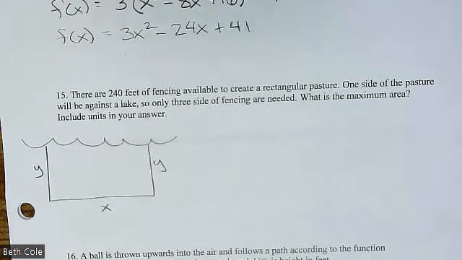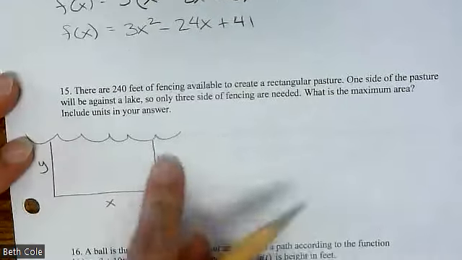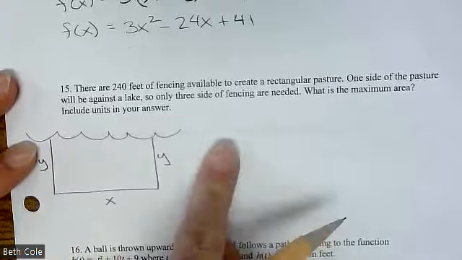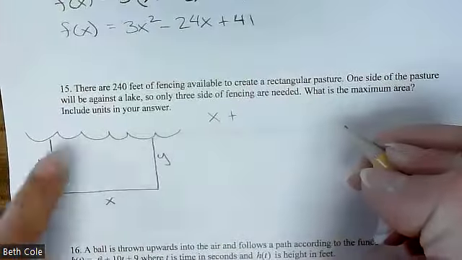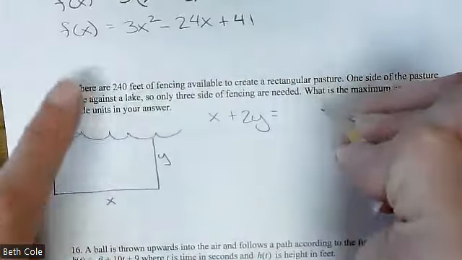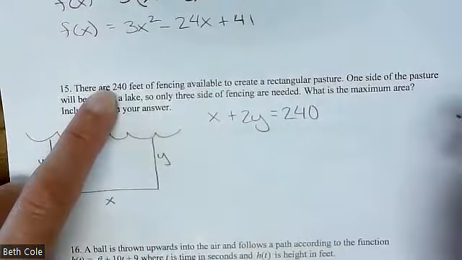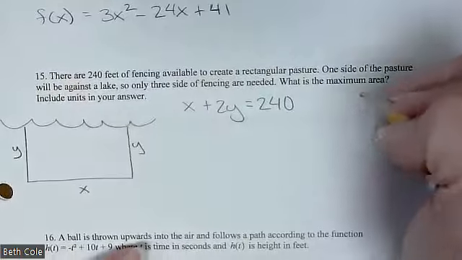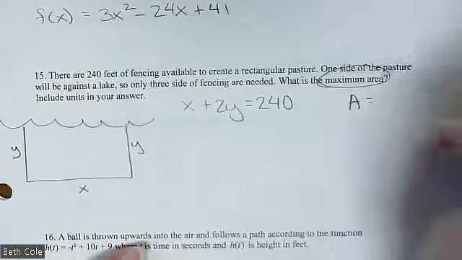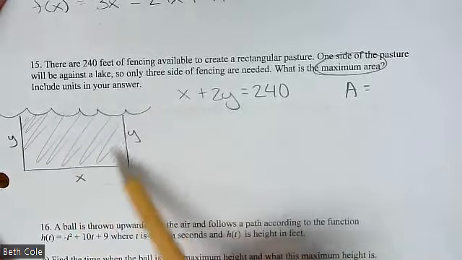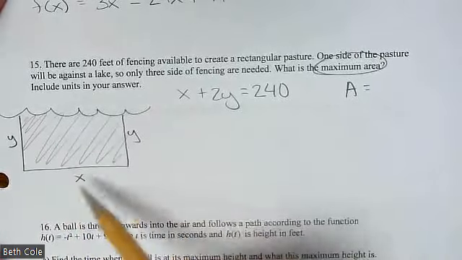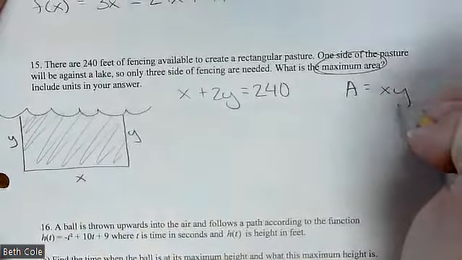Now let's make a statement for the 240 feet of fencing. If I add all the, remember perimeter from geometry class? All right, so it'll be X plus 2Y equals 240, perfect, thank you. And then we need to write out area because we want maximum area. How do you get the area of a rectangle? Yeah, sides times each other, so X times Y.